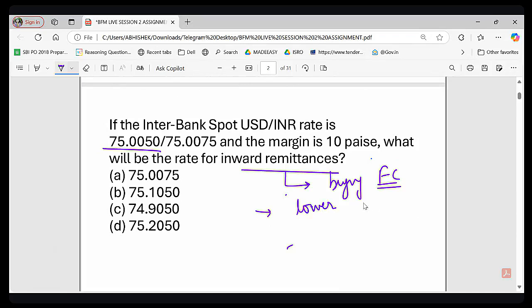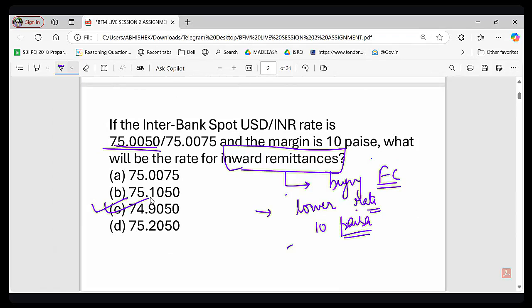Remember it. Whenever you see the word inward remittance, it means the bank is buying foreign currency and the bank always buys at a lower rate. That is why we deducted 10 paisa, right? That is why we deducted 10 paisa from the buying rate of 75.0050, arriving at 74.9050.